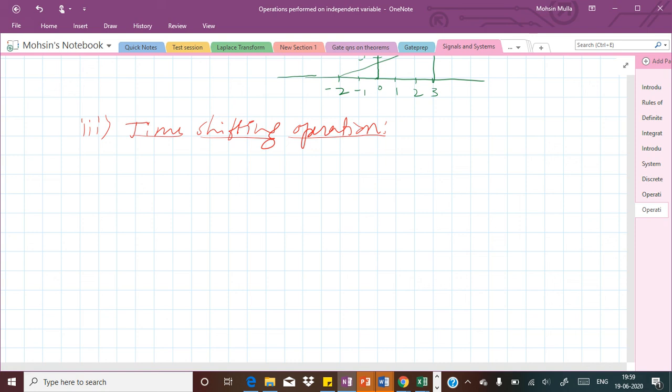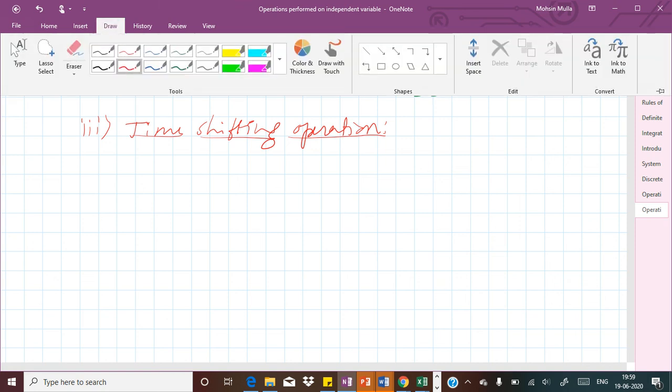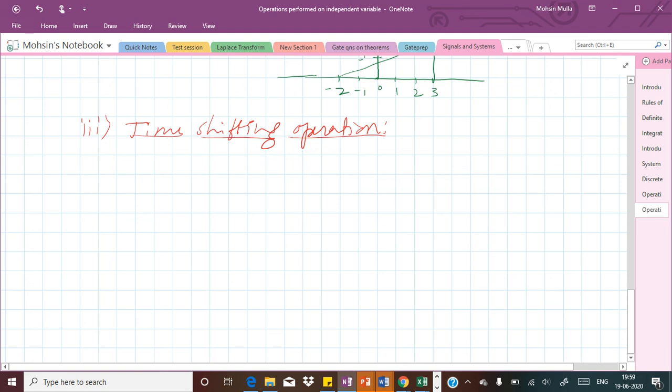Here it can be done in two ways. Either the signal can be advanced or it can be delayed. So let us try to understand how this can be done.